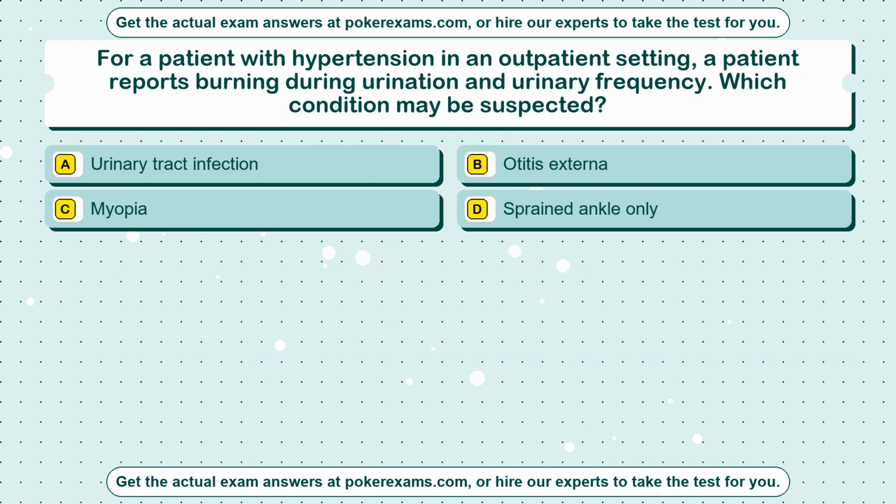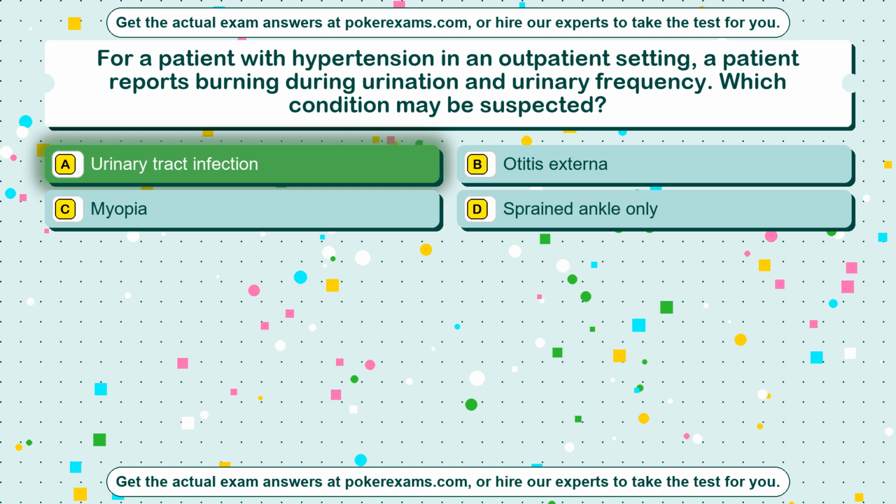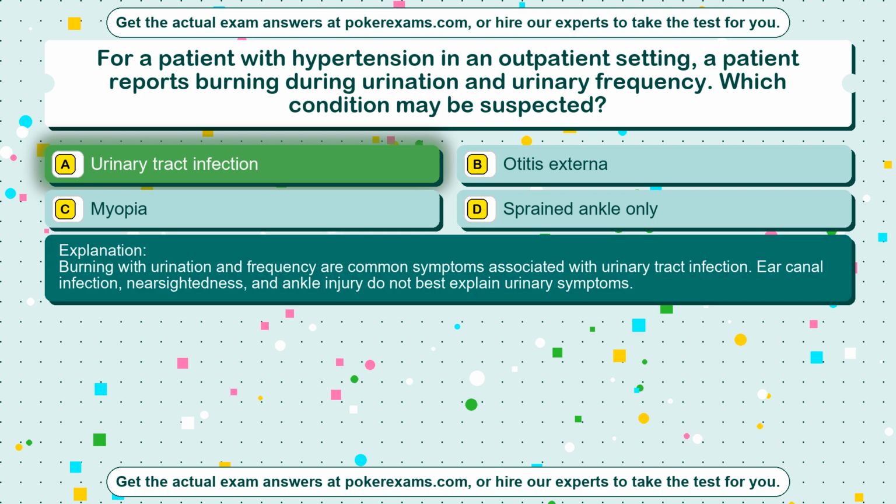Question 61. For a patient with hypertension in an outpatient setting, a patient reports burning during urination and urinary frequency. Which condition may be suspected? Option A, urinary tract infection. Option B, otitis externa. Option C, myopia. Option D, sprained ankle only. The correct answer is option A, urinary tract infection. Burning with urination and frequency are common symptoms associated with urinary tract infection. Ear canal infection, nearsightedness, and ankle injury do not best explain urinary symptoms.